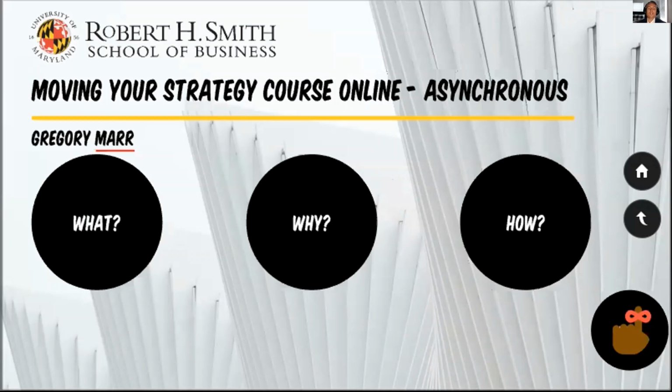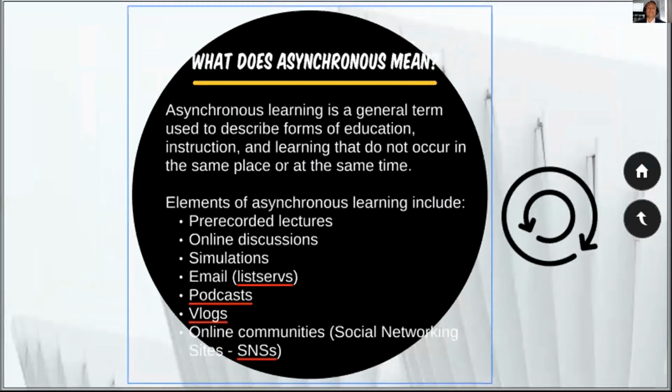And as Protiti mentioned, I'm gonna be talking about not only internal analysis, but also how to move your class asynchronously, okay? So I wanna give you the what, the why, and how for moving your strategy course to asynchronous. But first, let's start with the what. What does asynchronous mean? So simply, it's learning that happens outside of class time. So what are the elements of asynchronous learning? They can include pre-recorded lectures, online discussions, simulations, emails, whether an announcement blast to the whole class, or of course one-on-one with students, podcasts, vlogs, and then any kind of social networking sites or online communities.